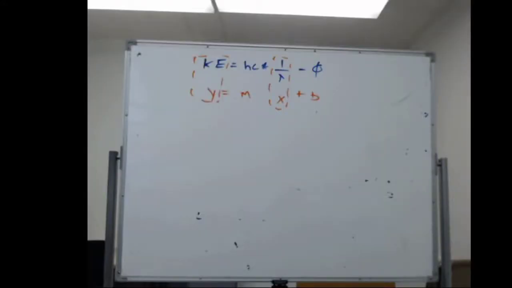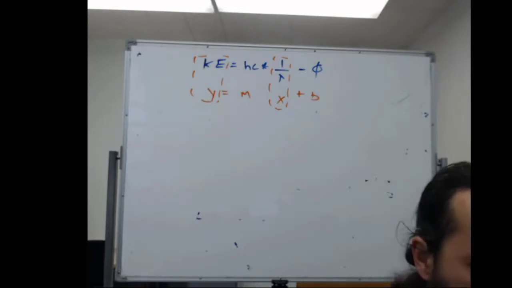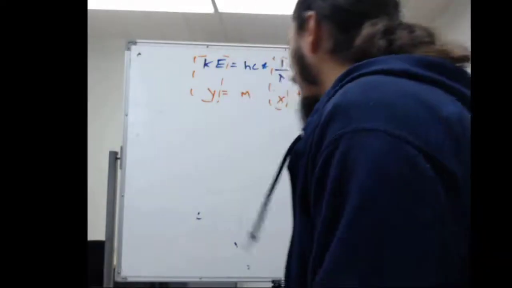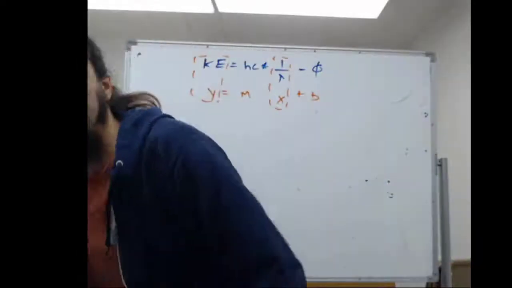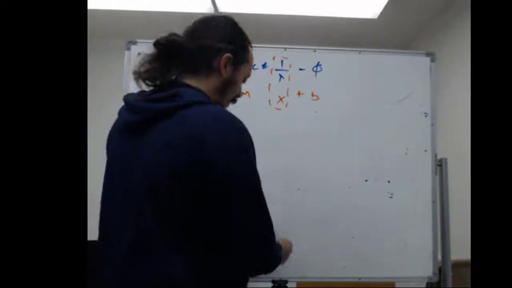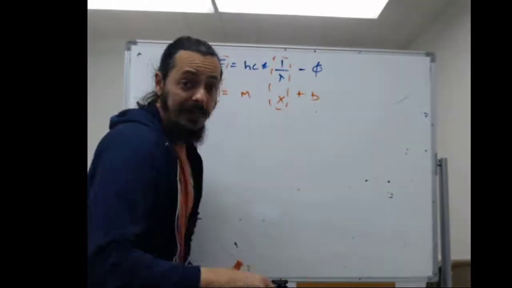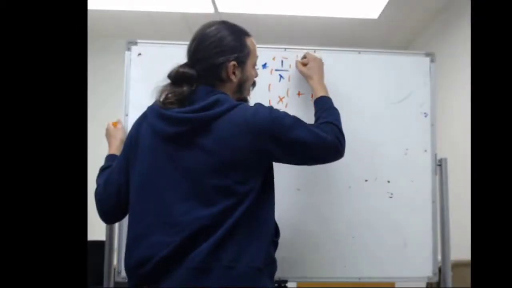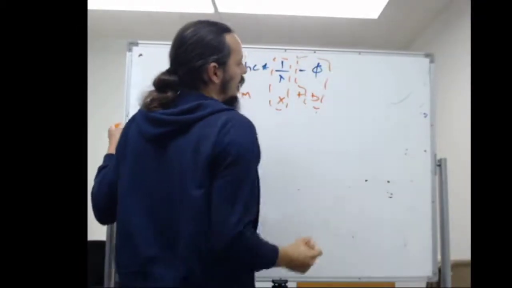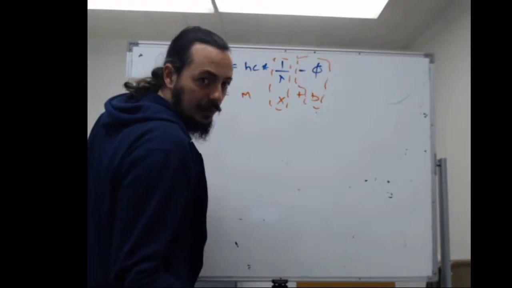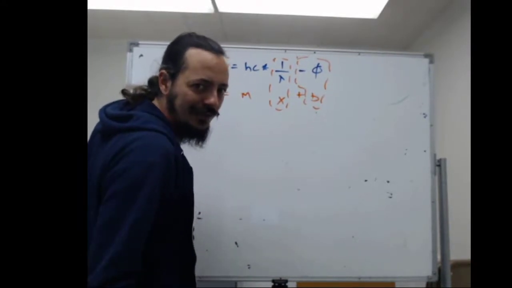So we can see we actually don't have to do any additional calculation. Once we have that slope and intercept, that intercept, just reading off the equation for the line, is the work function. So we don't have to do any additional calculations after we do the fit.